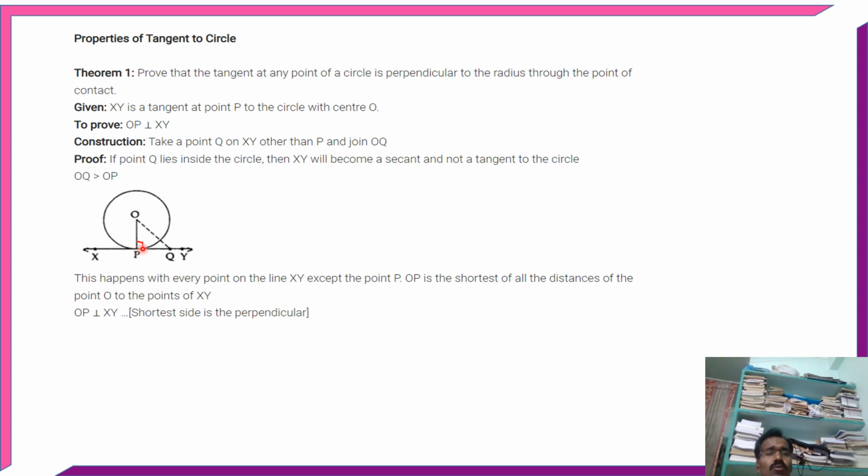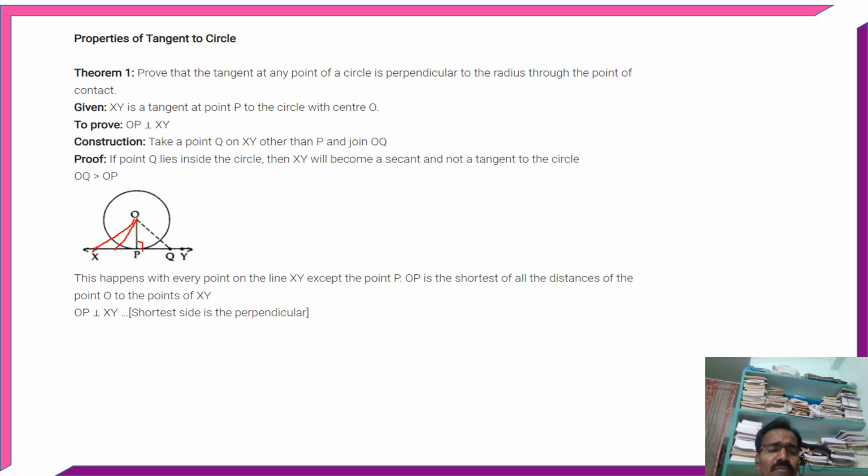So we have to prove here perpendicular. OP is perpendicular to the tangent XY at the point of contact P. Let me take another point Q on XY. If you observe, students, as we know from the inequality of triangles, if you take another point, OQ, not only OQ, if you draw many line segments other than OP from O to the tangent XY, then the shortest distance itself is OP.